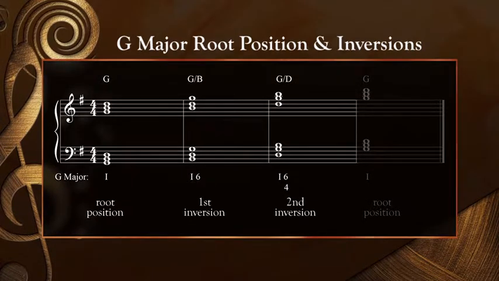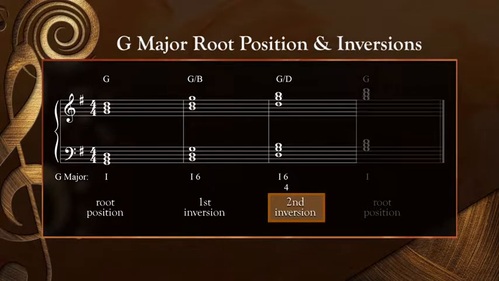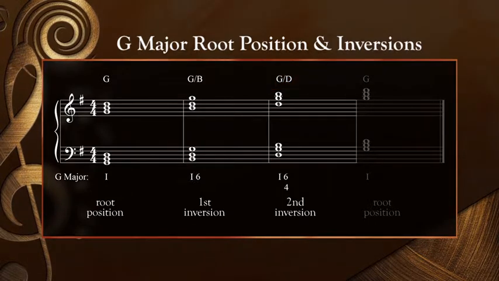When we do that, it's still a G major chord because we only have G's, B's, and D's, but now the D is on the bottom. So the spelling from bottom to top is D, G, B. This is a second inversion chord, or a G/D chord. It's a G chord and D is on the bottom.